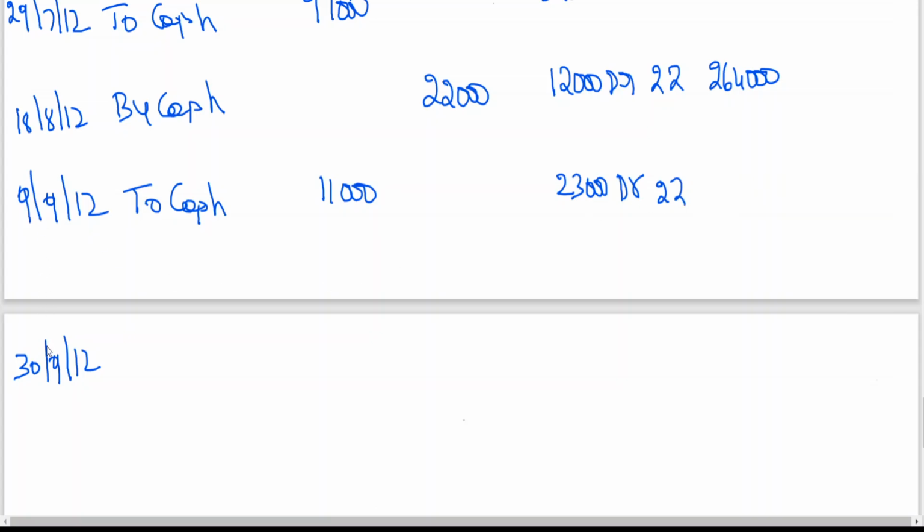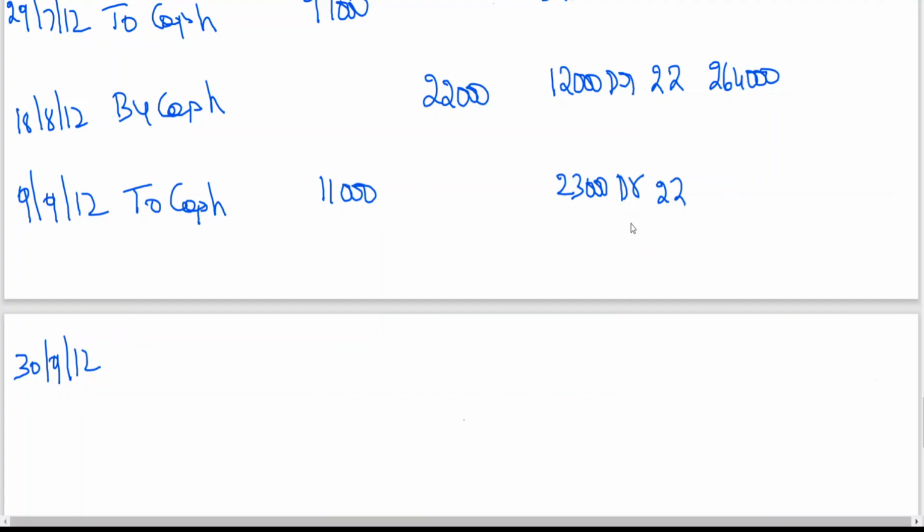9th September to 30th September, 21 days. No, for closing balance, add 1 day. First, you see the difference. 9th September to 30th September, 21 days. You take it blindly, you can follow. 1 day is to be added. I am repeating once again. 9th September to 30th September, 21 days. No, for closing balance, you add 1 day.